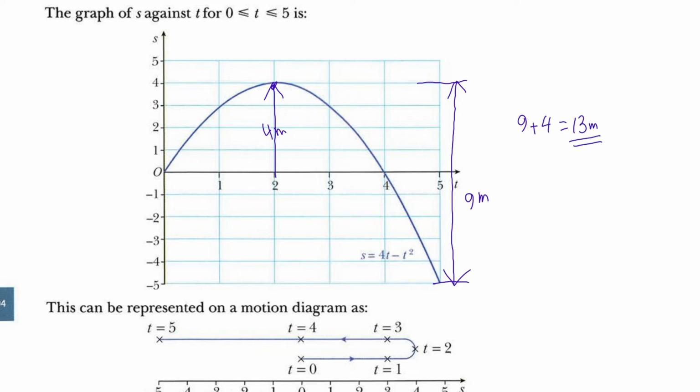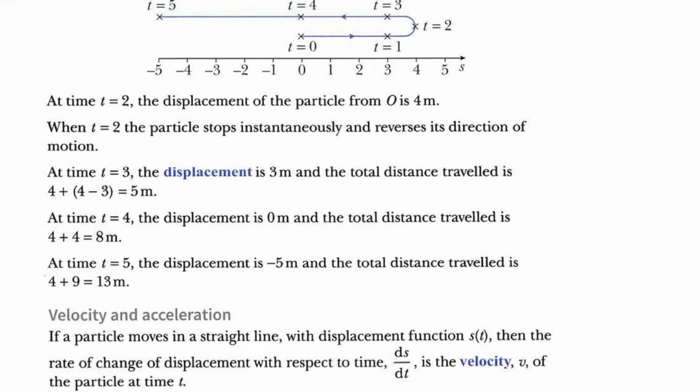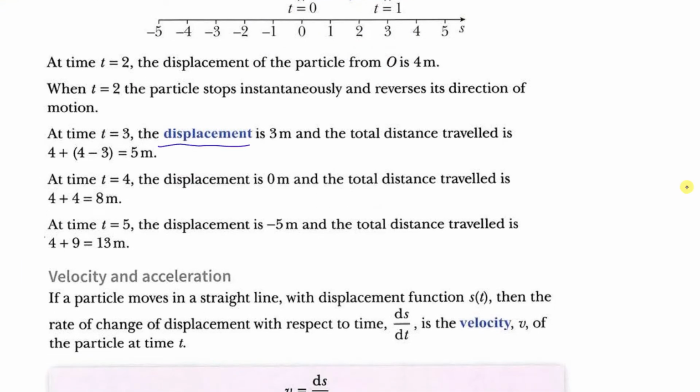But if you want the displacement at any particular point, you can use the equation. If you put the value directly, you get the displacement. At the point 4, the displacement is 0. At the point 5, the displacement is minus 5. At the point 2, the displacement is 4 meters. At the point 3, the displacement is 3 meters. But distance is a different thing. Distance is the total distance traveled, so we need to take the turning point into consideration. What I discussed is written here completely.